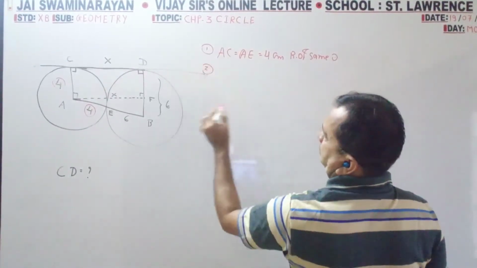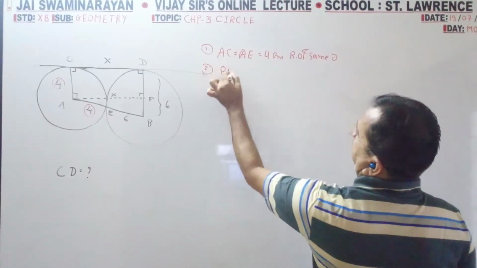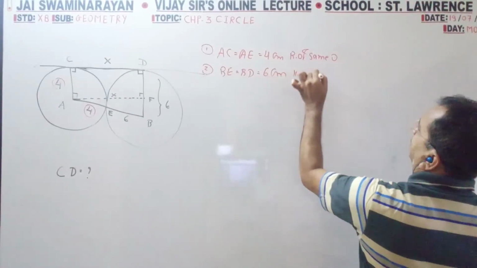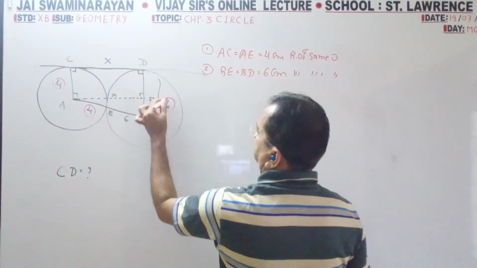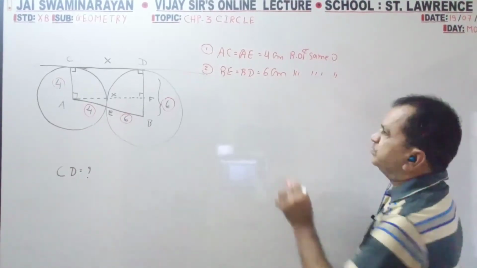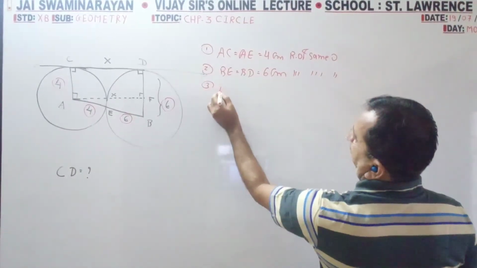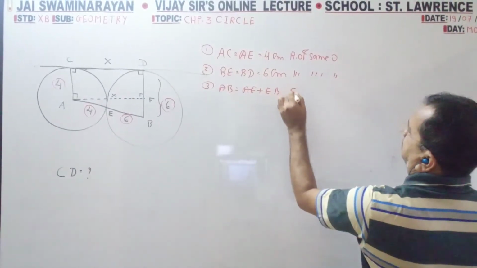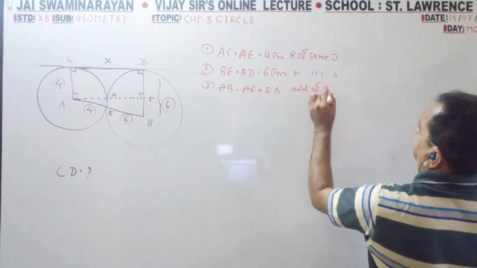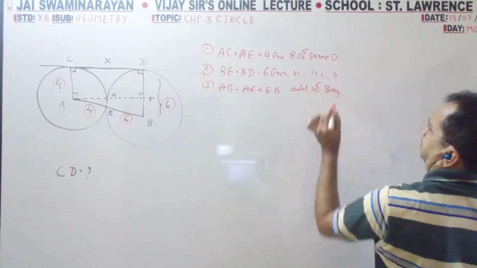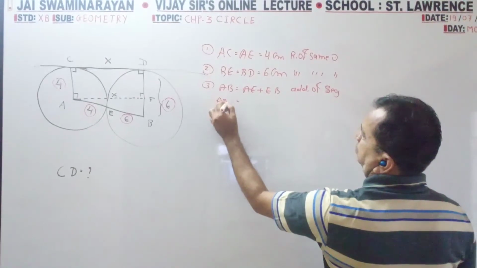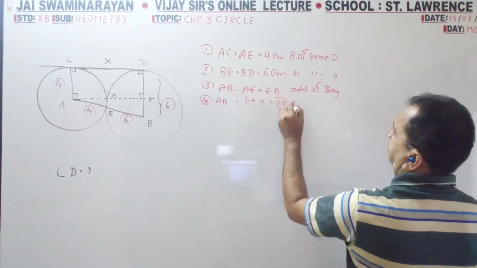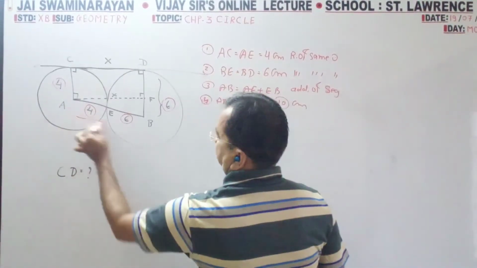Second, BE is equal to BD is equal to 6 centimeter, radii of the same circle. This is 6, so this is 6. Third, therefore AB is equal to AE plus EB, addition of segments. So AB is equal to 6 plus 4, which is 10 centimeter. So this much is 10 centimeter.